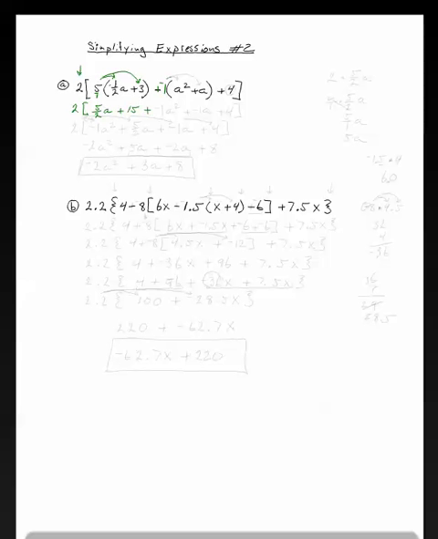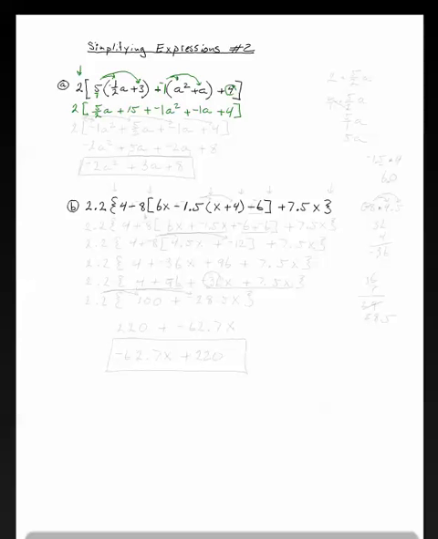Plus, now we're going to distribute this negative 1. So negative 1 times a squared is negative 1a squared. Plus negative 1 times a is negative 1a. Plus 4. Notice that this 4 does not get multiplied by that negative 1 because it was not inside that set of parentheses.